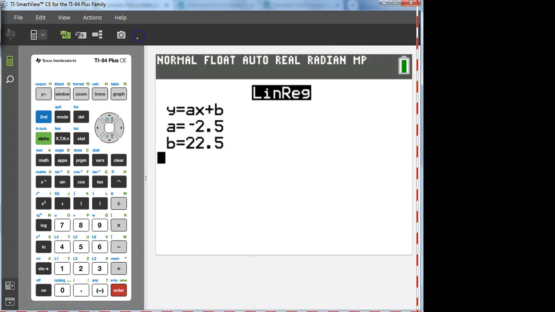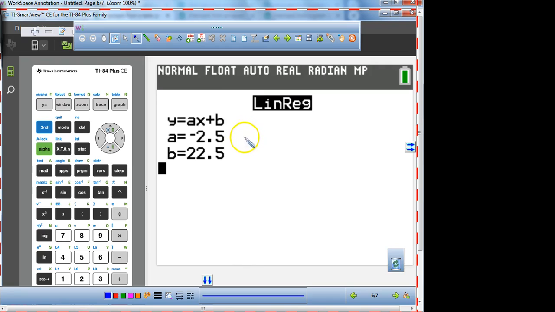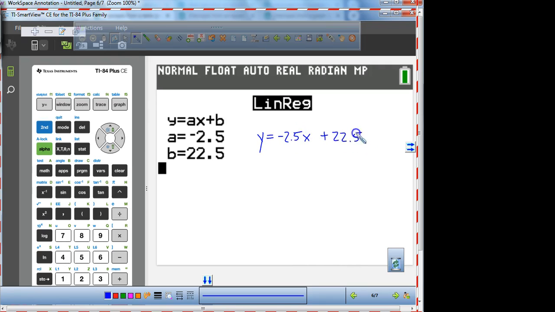Aha! There's my slope. Now, it always comes in decimal form. So this is y equals negative 5x plus 22.5, but you can change it if you want to. You can change it to improper fraction or fraction form and put 45 over 2.